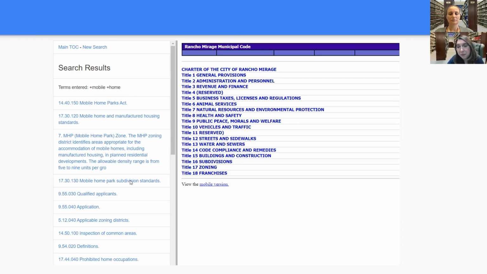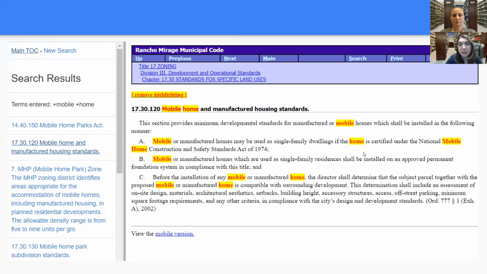That's not something that I may have thought about, or maybe the client didn't think about, is that there could be different standards if it's a residential mobile home park, if it's a park mobile home situation. So we're going to click on 17.3120 mobile home and manufactured housing standards, which will bring us to this one. As you can see, it is under Title 17, zoning, Division 3, development and operation standards and standards for specific land uses, mobile home and manufactured housing standards.